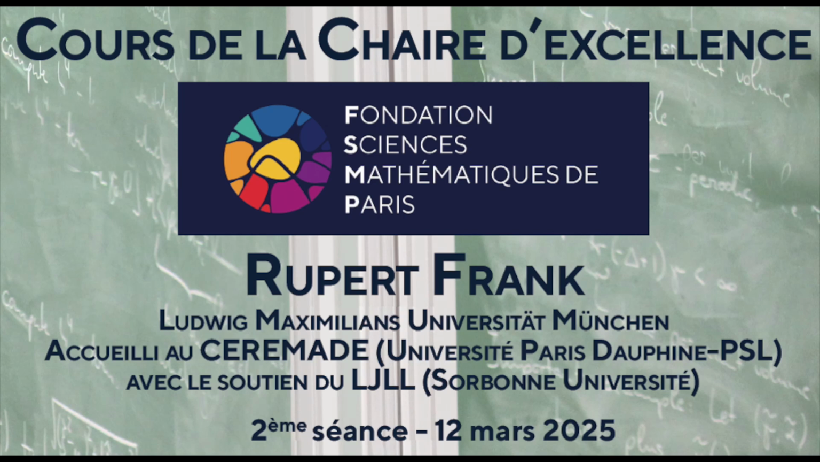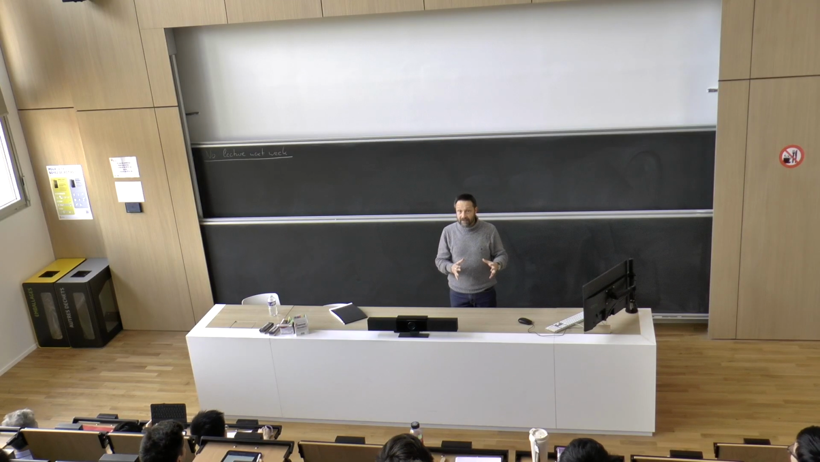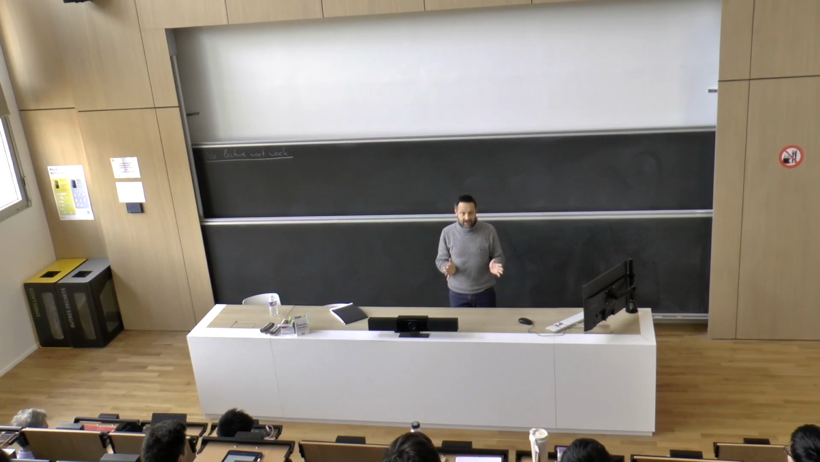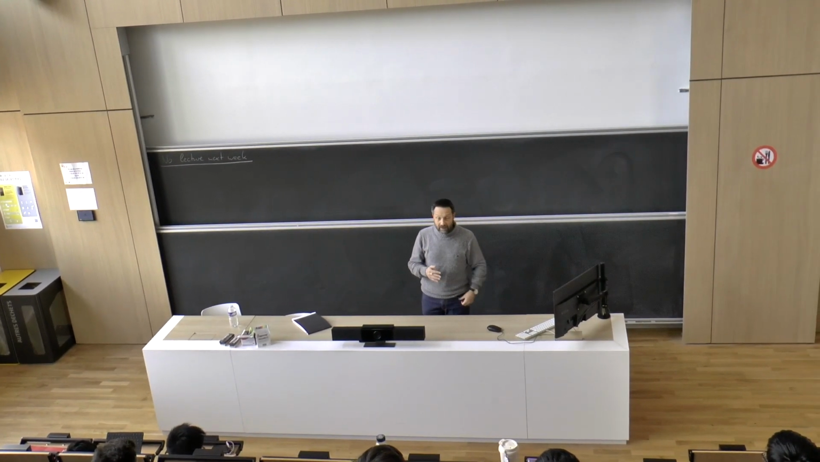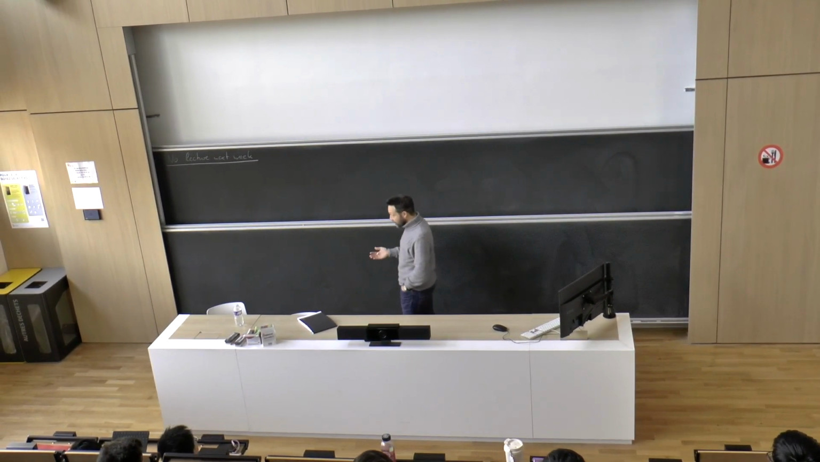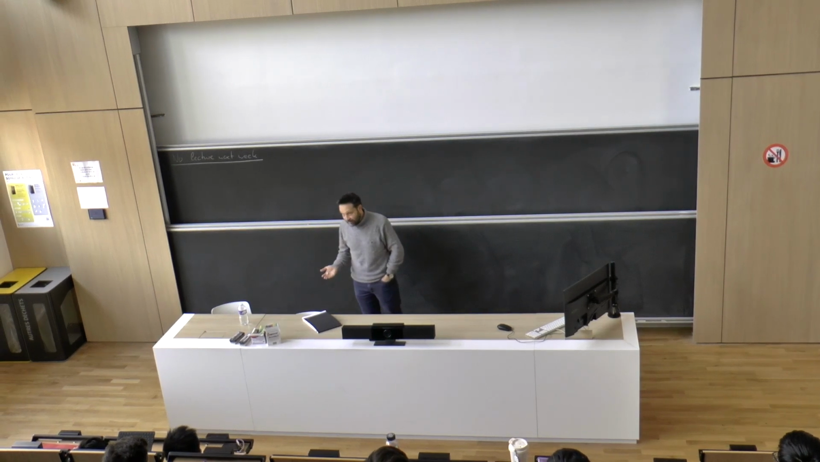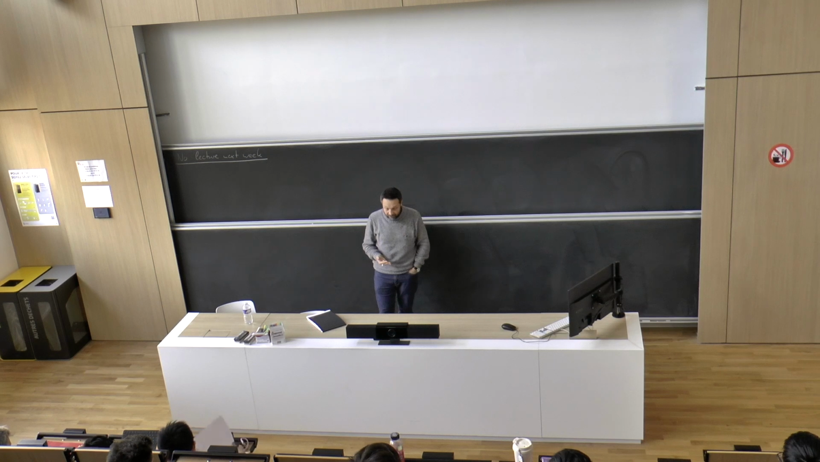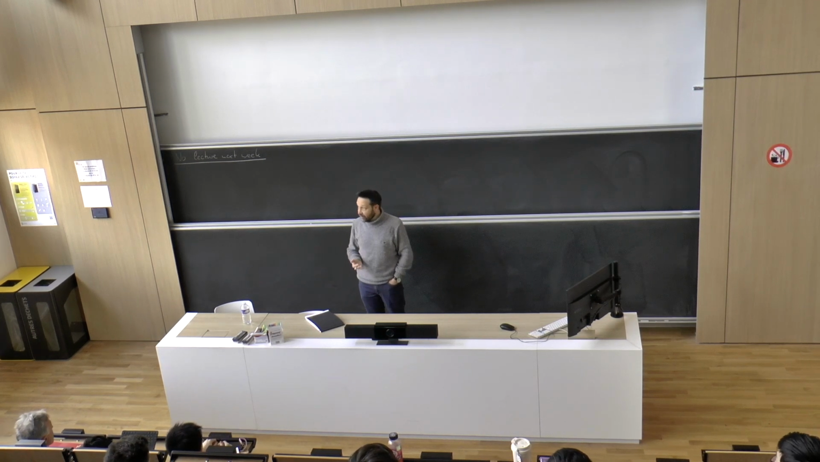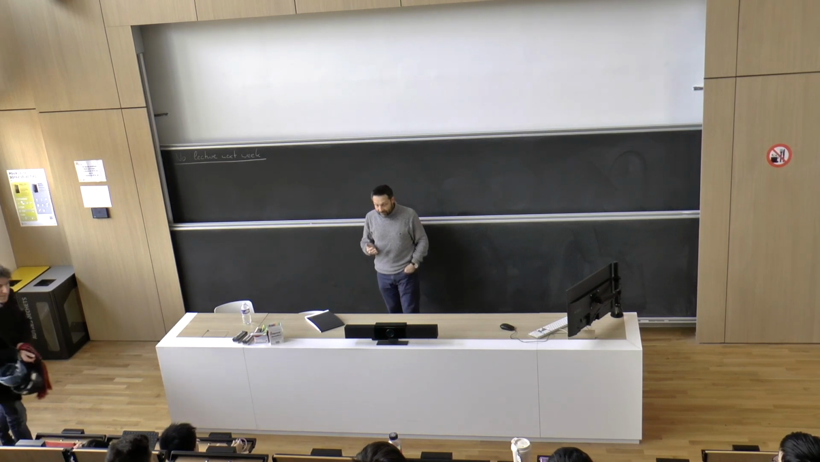Let me briefly summarize what we did last time. Last time I explained to you the Lieb-Thirring inequality as an inequality for orthonormal functions, as a generalization of the Sobolev inequality. And then I explained to you that Lieb and Thirring were interested in this because of stability of matter, which was what they could prove with physically relevant constants.